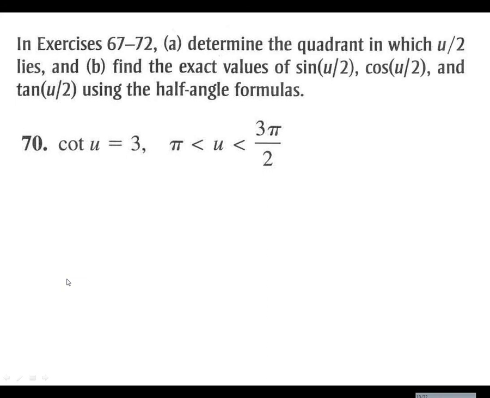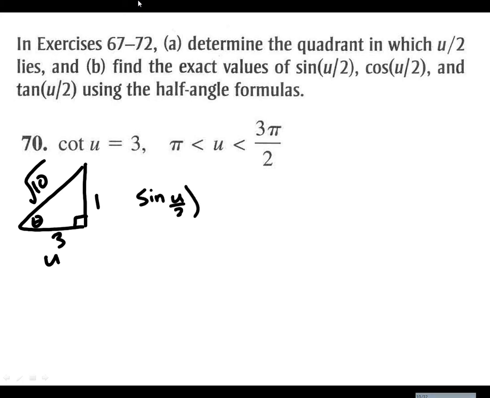We want to do the exact values for sine of u over 2, cosine of u over 2, and tangent of u over 2. So same formulas we just used. But before we can do anything, we need to know about our triangle. So we've got cotangent here is going to be 3 over 1. So the hypotenuse is going to be the square root of 9 plus 1, or 10. Square root of 10 here. So let's do sine.